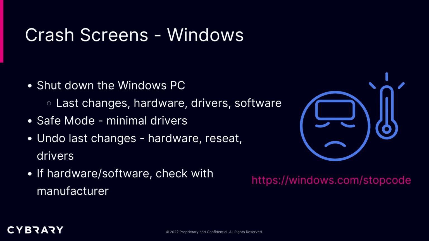So when this happens, what you want to do is, of course, shut down the PC. If there were any last changes, you want to undo those changes. Sometimes it could have been hardware, driver, or software issues. It could have been a Windows update or something along those lines. You can reboot your computer into safe mode, where only the minimal drivers are loaded and not all the other drivers, to help determine what the problem is. You can undo your last changes.